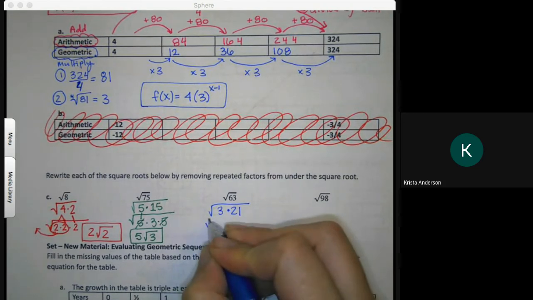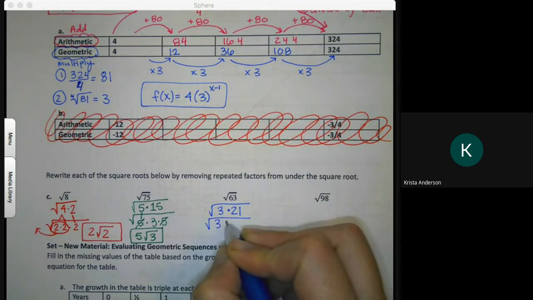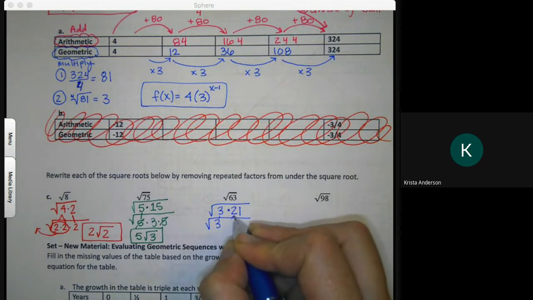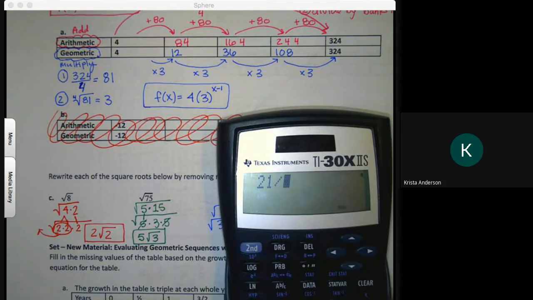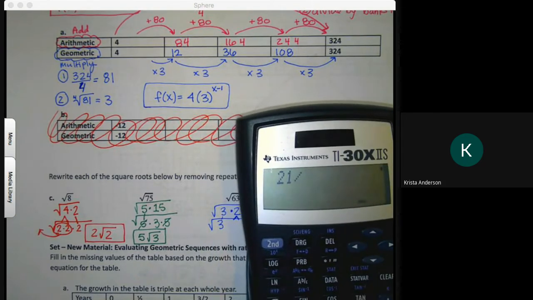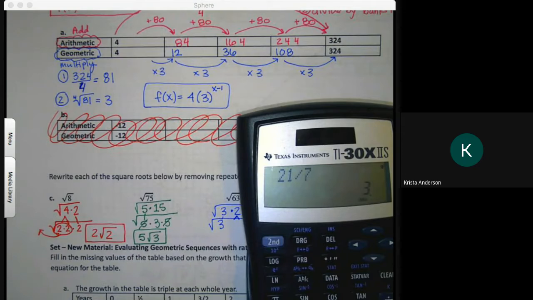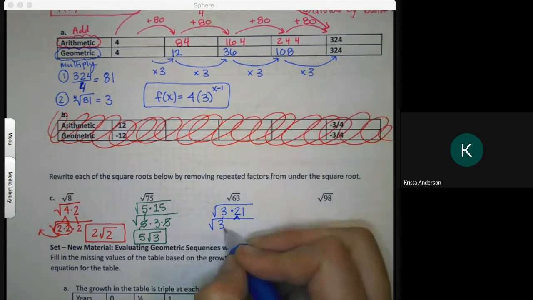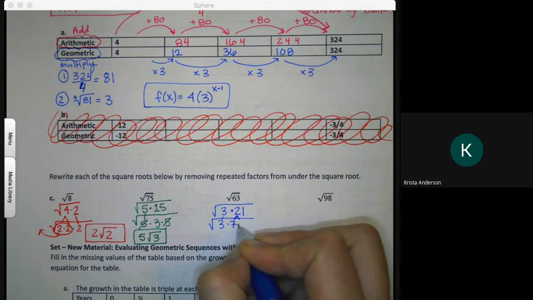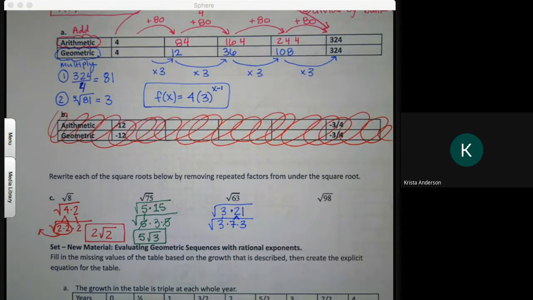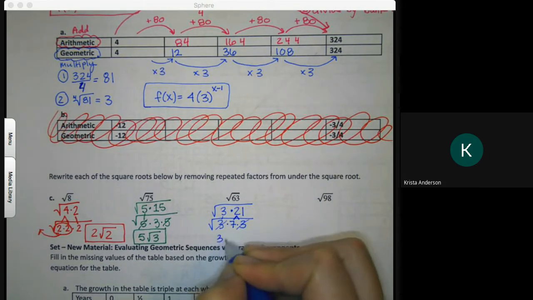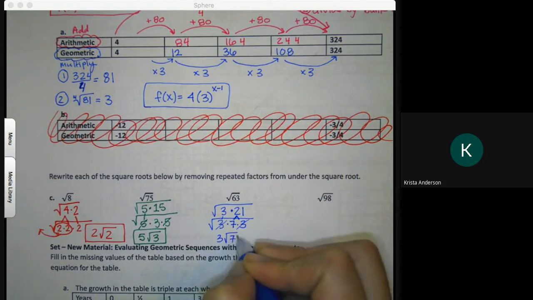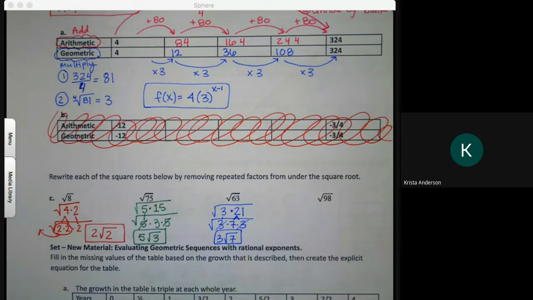The 3 can't divide anymore. It's a prime number, so I just drop it down. 21, though. Who thinks they know what 21 is divisible by? 7? Let's try it. 7 and 3. The 3 gets to leave the radical, and the 7 is left inside.